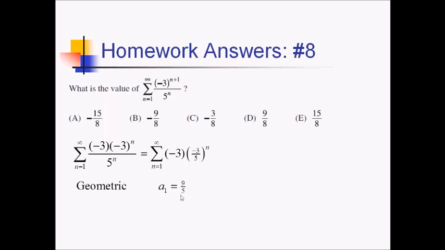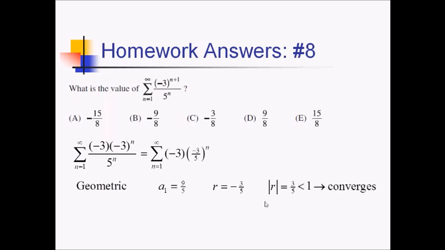And then for my r value, that's the thing that keeps getting multiplied by over and over. That's this negative 3/5. And before I go ahead and actually whip out my infinite sum formula, let me make sure this thing converges at all. I mean, it probably does because none of the answer choices say diverges. But just to be on the safe side, the absolute value of my common ratio is 3/5. That is less than 1, which means by the geometric series test, this is going to converge.